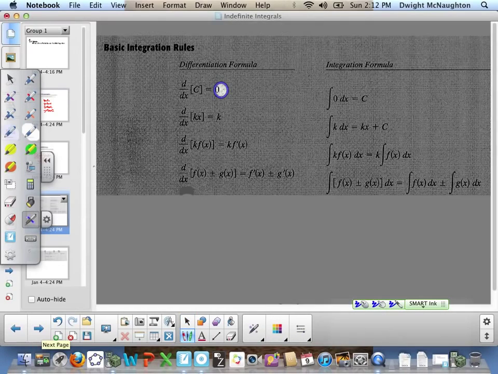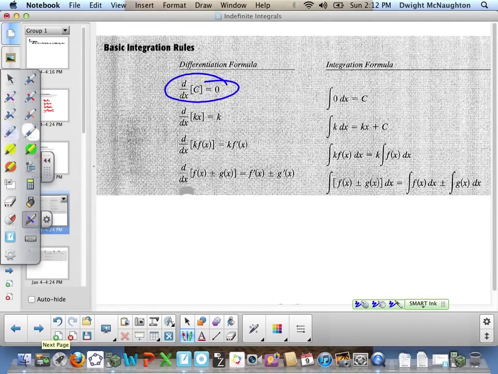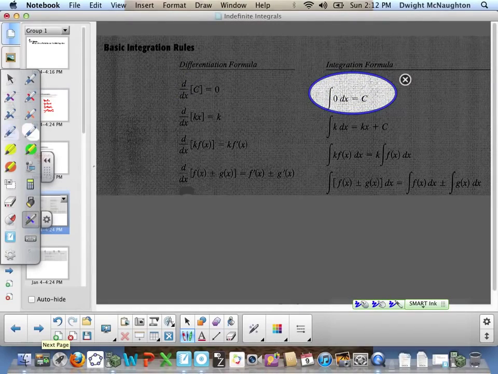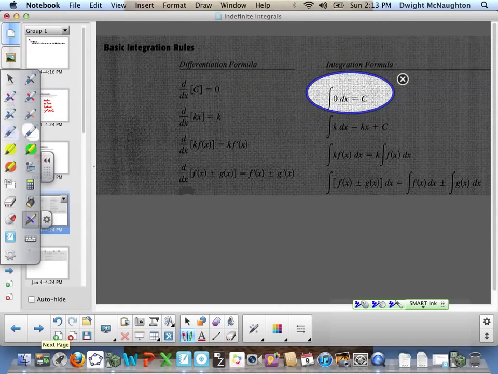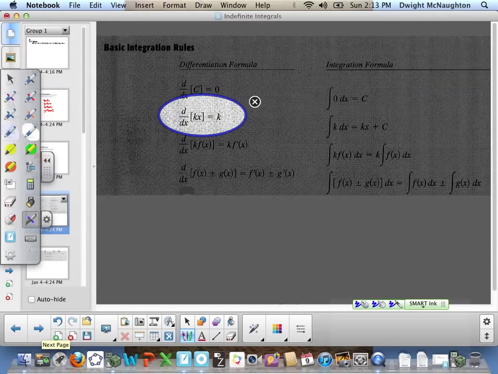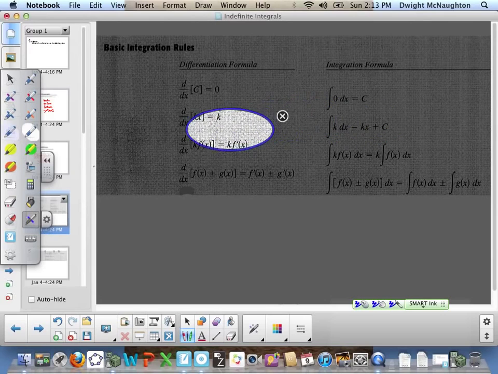Basically, you're starting with your answer. So, what function has a derivative of 0? Well, a constant has a derivative of 0. Instead of seeing it like this, you're going to see it like this. The derivative of a constant is 0. The antiderivative of 0 is a constant. The derivative of k times x is k. The antiderivative of k is k times x, plus a constant. Don't forget that constant. Very important, because you have an infinite amount of solutions. You need to show that with plus a constant.